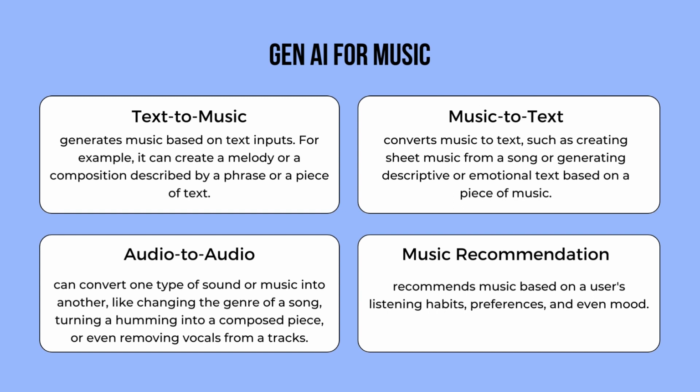We have audio to audio, which can convert one type of sound or music into another, like changing the genre of a song, turning a humming into a composed piece, or even removing vocals from tracks. There's also music recommendation. AI is heavily used in recommending music based on users' listening habits, preferences, and even mood.